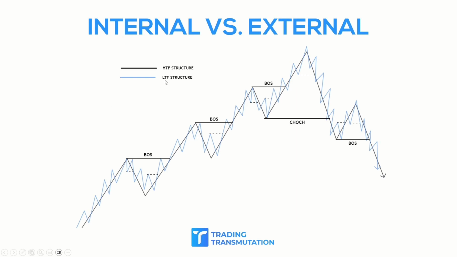Again, internal means lower time frame structure. Simple as that. You can see here with the internal structure, we have a bullish trend, and then we have a bearish trend. But overall market structure was always bullish until this point on. So you can see these internal structures, we have bullish, then we turn bearish, then bullish again, then bearish again, then bullish again, then bearish again, and then bullish, bearish.